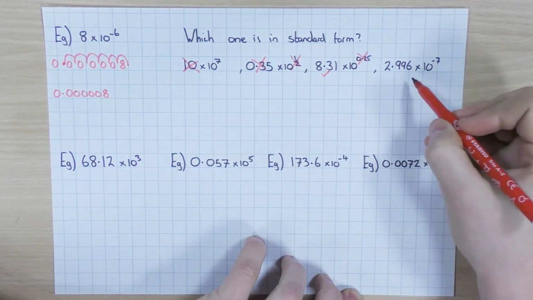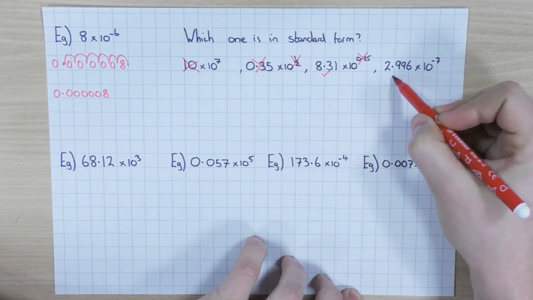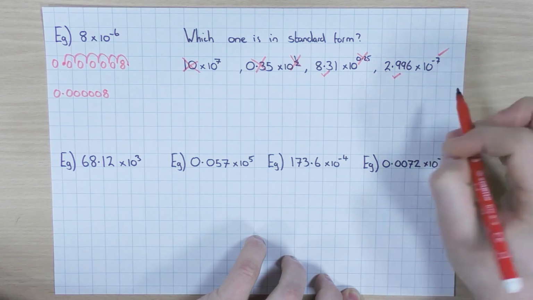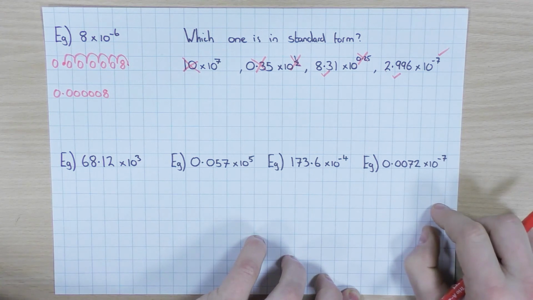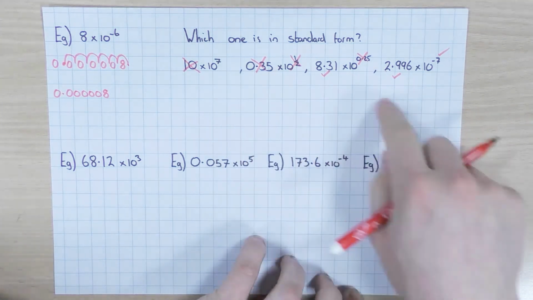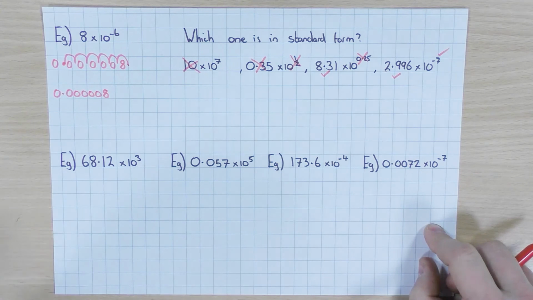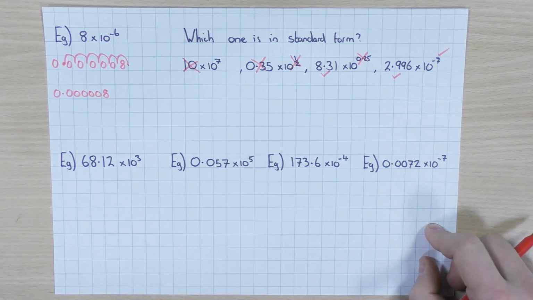That one's out. And this one's okay. This one here is between 1 and 10, and that one is an integer. So that would be the one that you'd select. That one is in standard form. Okay, so it's just a few things there to bear in mind when dealing with a multi-choice question like that.